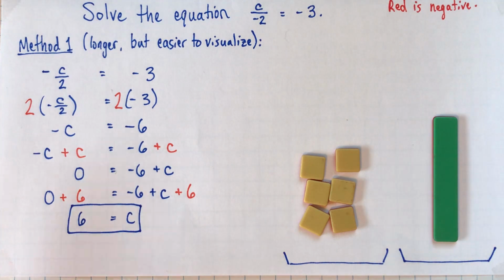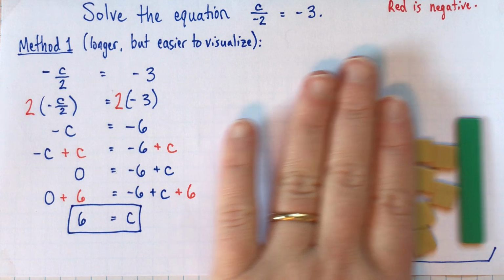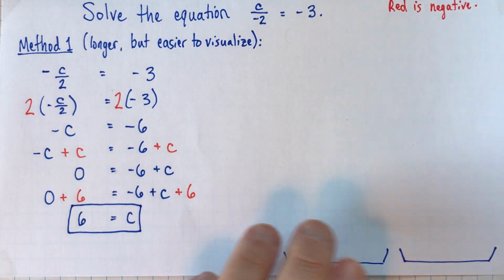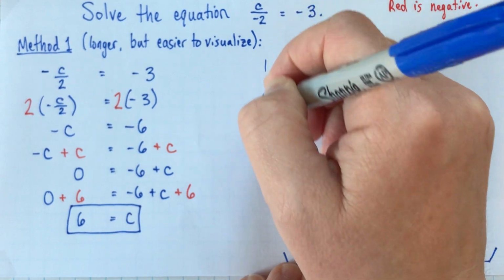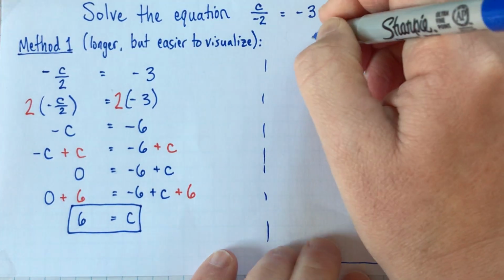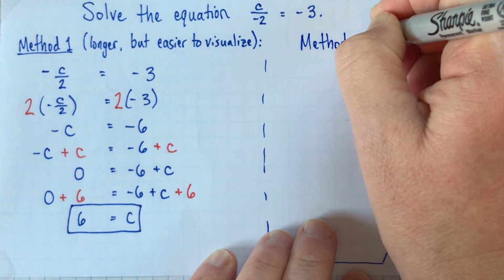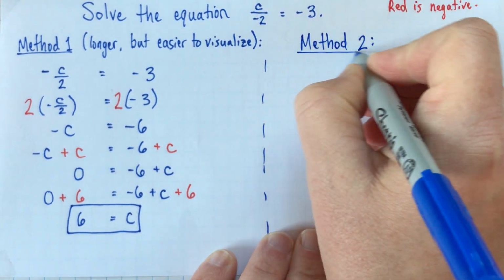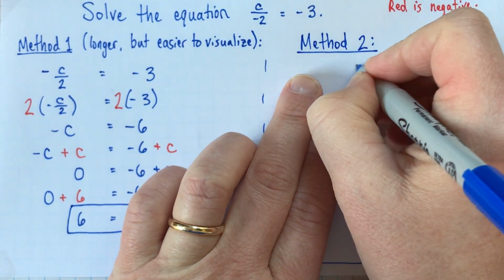Alright, now I also promised you a quicker method. For this one, I think the algebra tiles are not helpful. Not even necessarily to imagine them. I'm going to put a dotted line here. So this is method 2, which is quicker. So we'll copy the equation here.